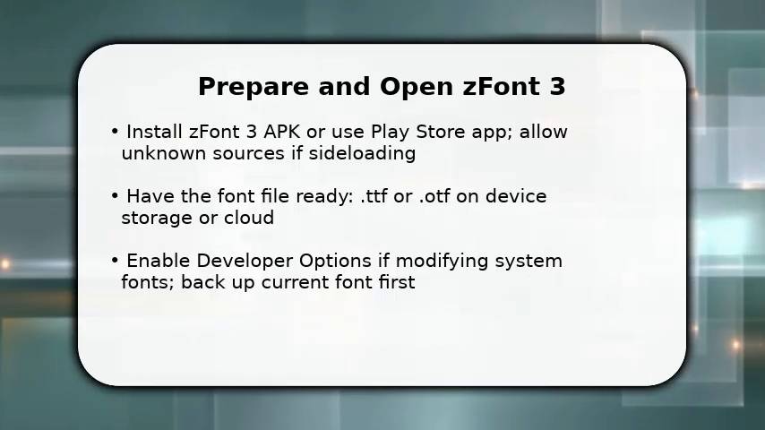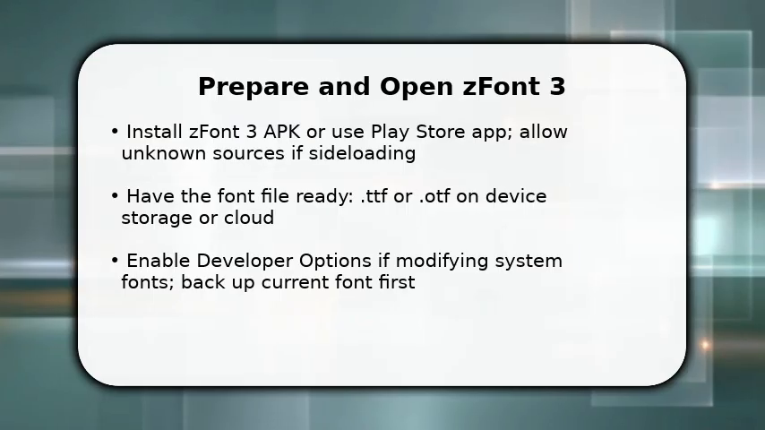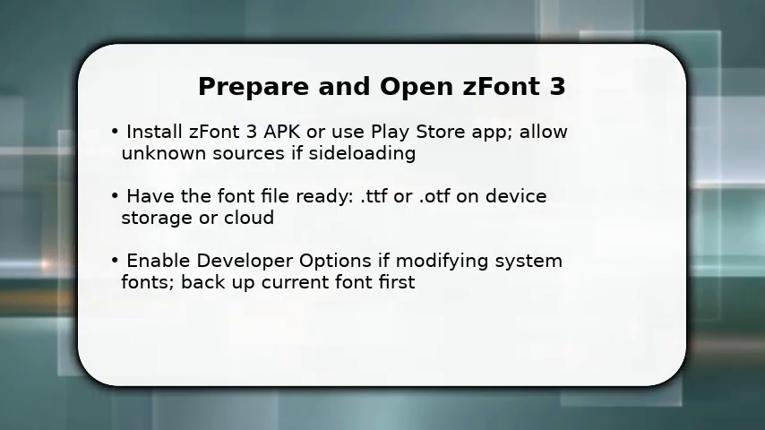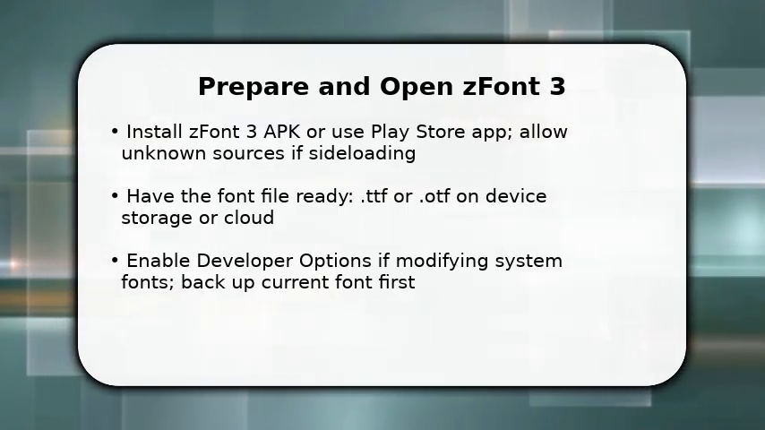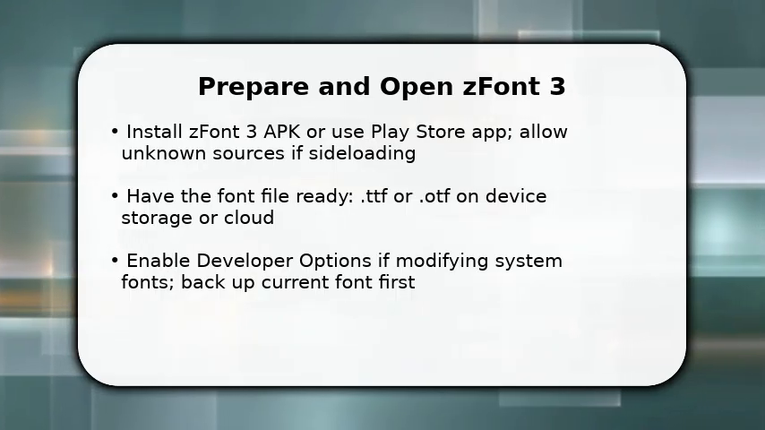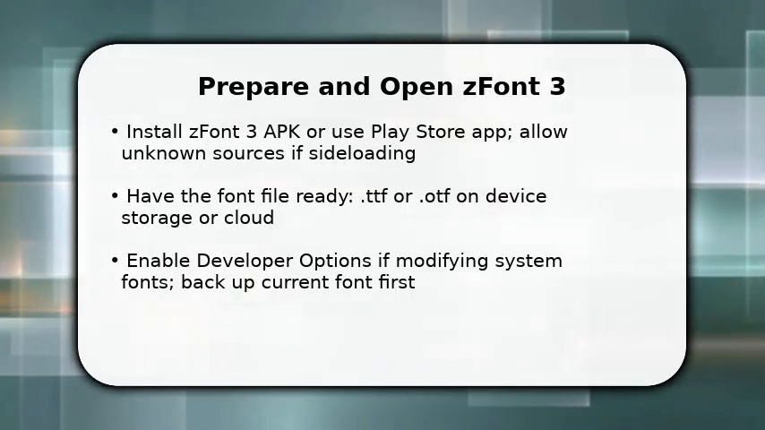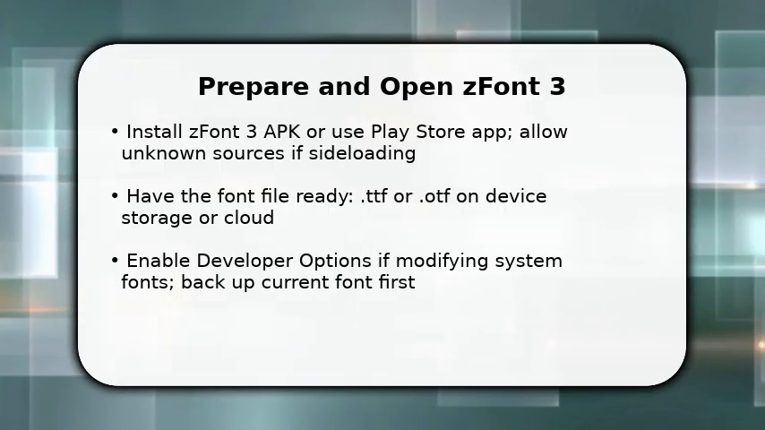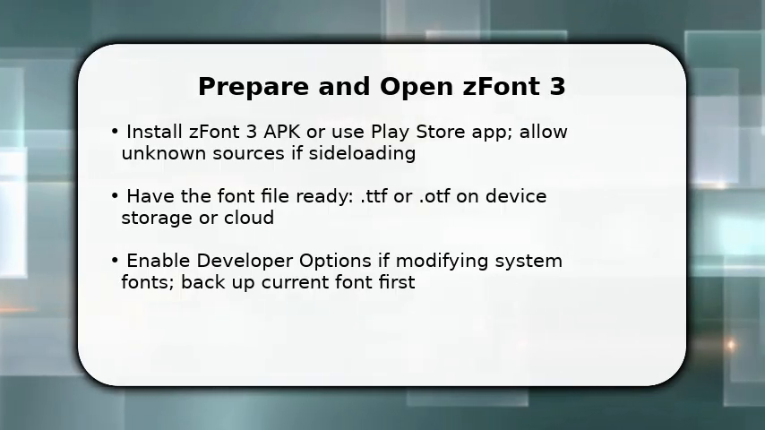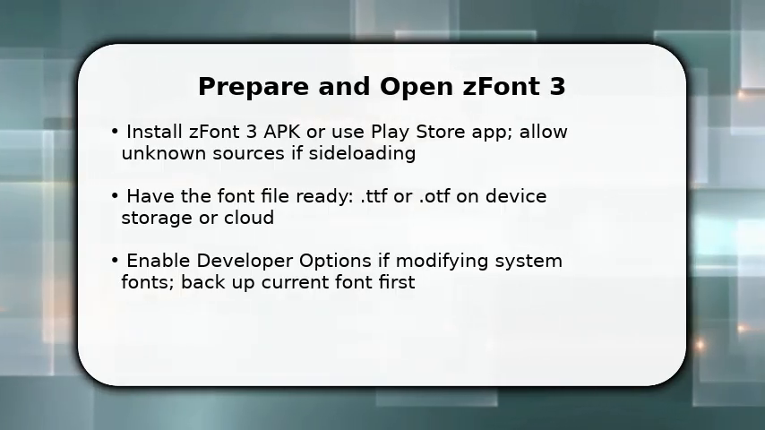You start by launching Zfont 3 and granting the permissions it requests so the app can access your files. Once done, navigate to the folder containing your TTF or OT file. You must choose the exact file you want to install. Make sure you back up the current system font before proceeding so you can revert if needed.